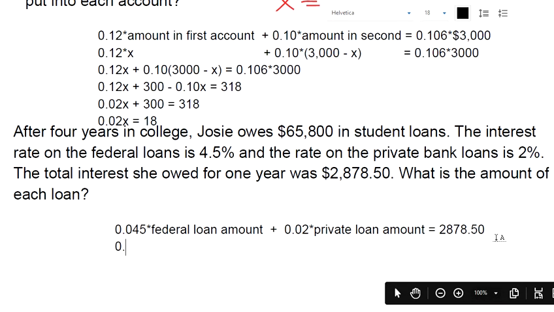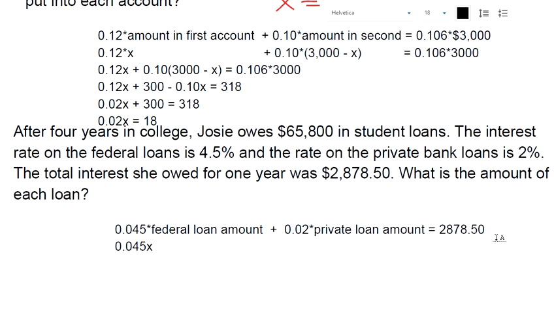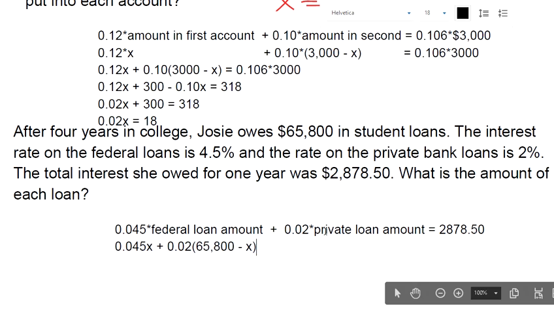And so now let's do our same type of thing. Let's call one of these X, the federal loans. And over here I'm going to say 65,800 minus X for the private loan amount. Remember, the logic is that if X is the amount for the federal loans, say $1,000, then you have to subtract the federal loans out of the total amount of student loans, because they together should add up to make 65,800.